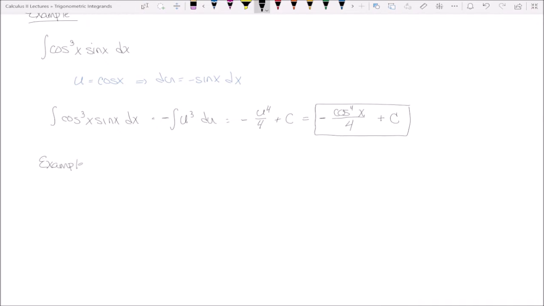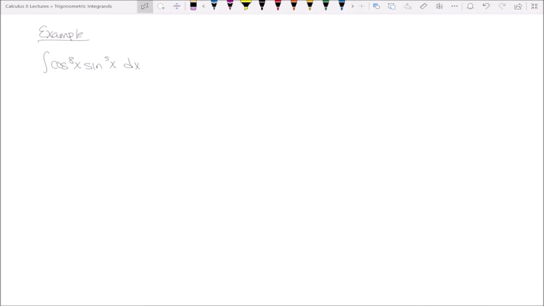Next, let's take a look at the antiderivative of cosine to the 8th x times sine to the 5th x. To evaluate this one, notice that we can rewrite sine to the 5th as sine to the 4th times sine. But sine to the 4th is sine squared squared. Well, one of the Pythagorean identities says that sine squared plus cosine squared is 1. So sine squared becomes 1 minus cosine squared.